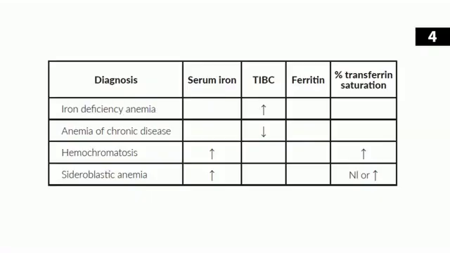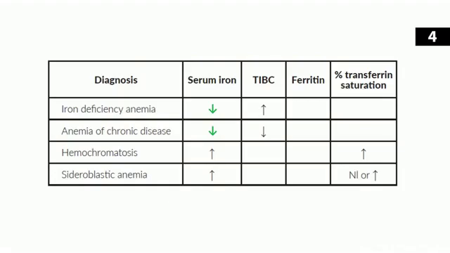So let's talk about how we use those lab results to help make the diagnosis. In the first two rows, we have iron deficiency anemia and anemia of chronic disease. And in both of these, the serum iron level will be low. The next column is TIBC, or total iron binding capacity. So this is a measure of how much transferrin is in the blood. Transferrin is a protein that transports iron in the blood. So anything that elevates transferrin is going to elevate TIBC.